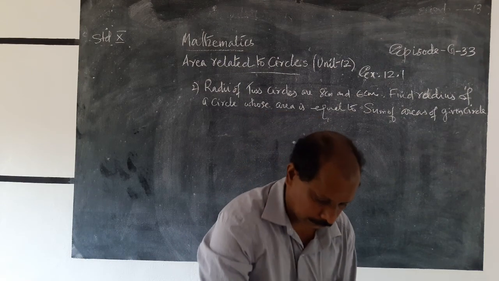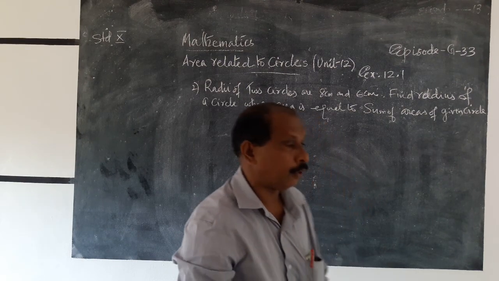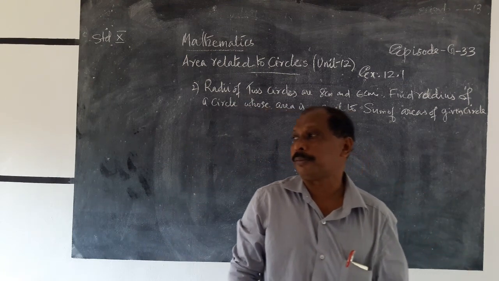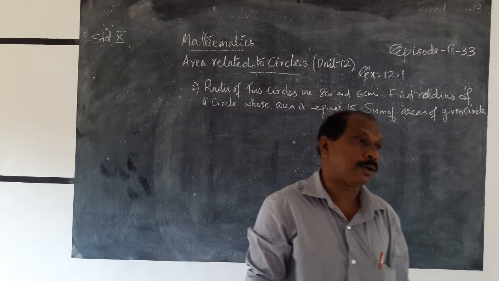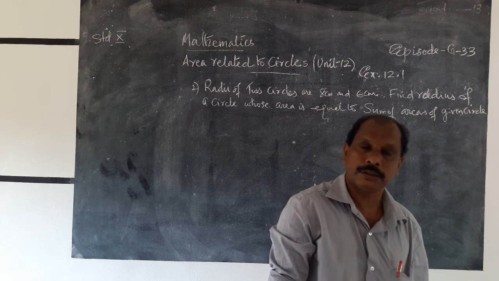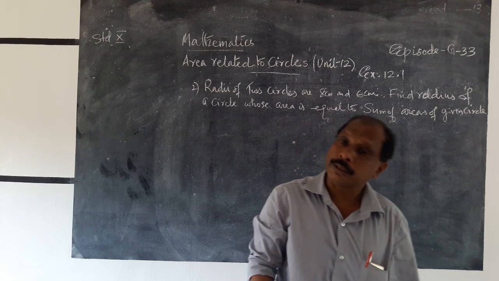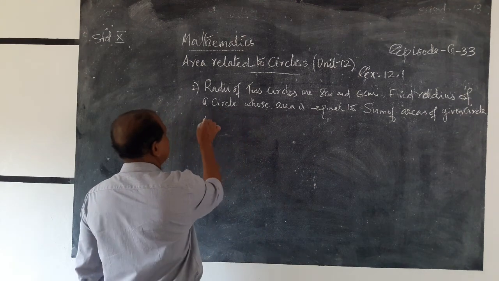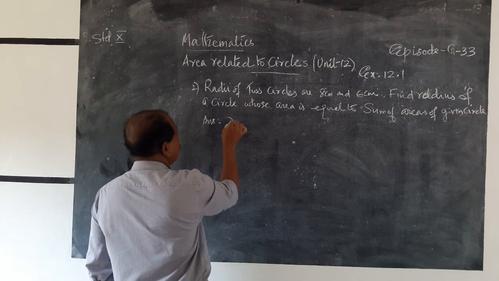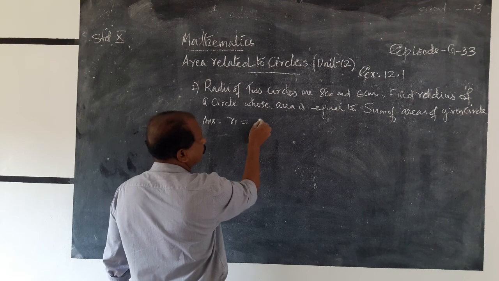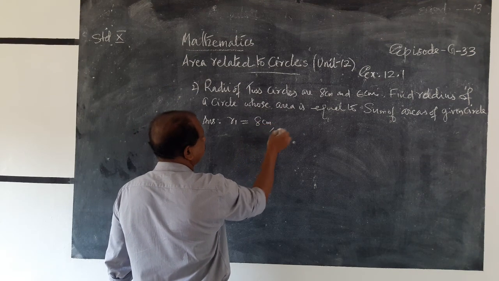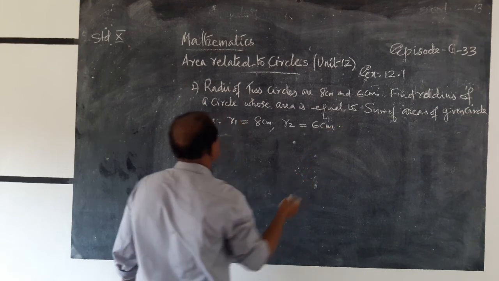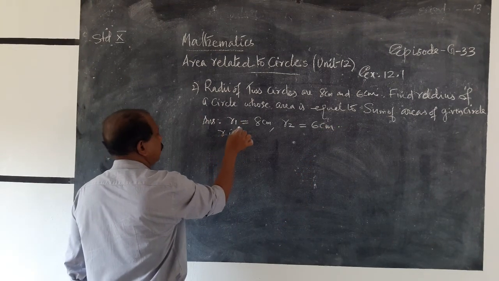That is the next question. That is, we can find out the radius of another circle. In the first question, the sum of the perimeters is equal to the perimeter of the circle, and we can find out the radius. In this case, the sum of the areas is equal to the area of that one. So the answer is what? R1 is equal to 8 centimeter. R2 is equal to 6 centimeter. Then R is the radius.